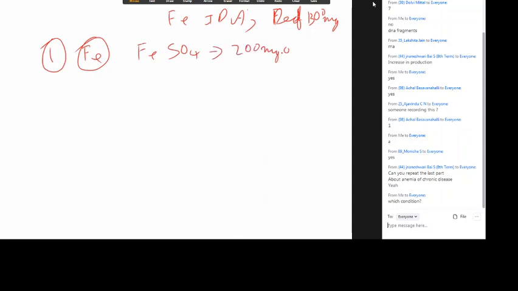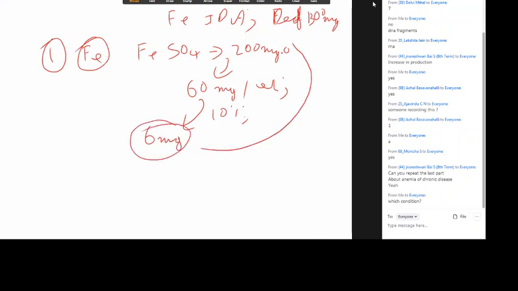Now this 200 milligram FeSO4 has only 60 milligrams of elemental iron. Of this 60 milligrams of elemental iron, only 10% is absorbed. Since only 10% is absorbed, each tablet will give him only 6 milligrams. How long will it take for you to fill the deficiency of 1300 milligrams? That is the reason that if they give iron tablets, they take it for a very long time. Okay. Now, is there any other alternative?